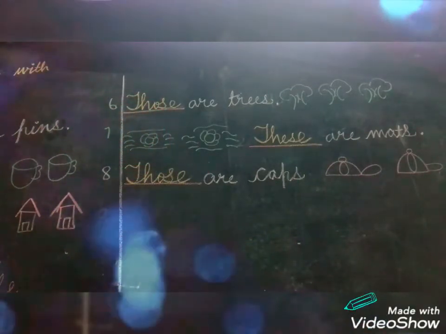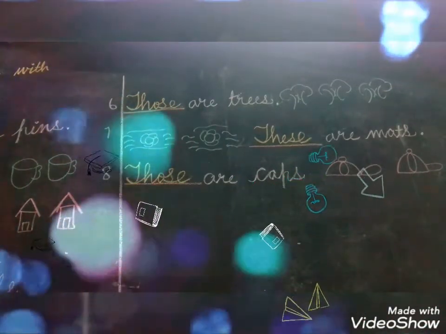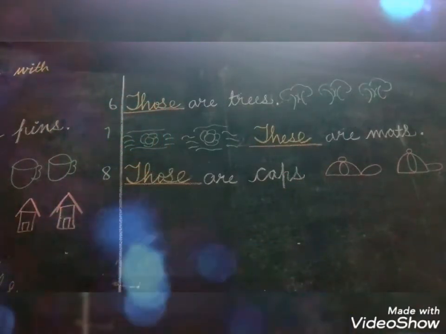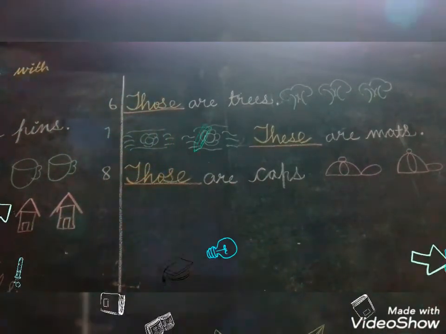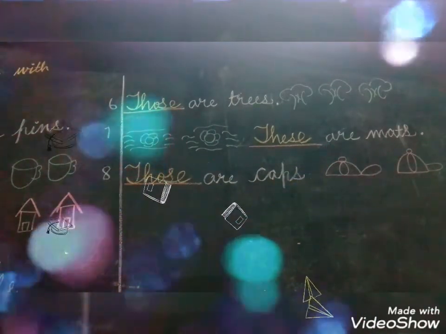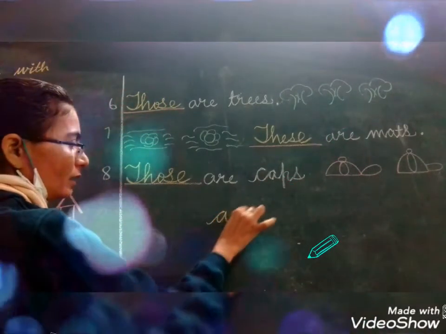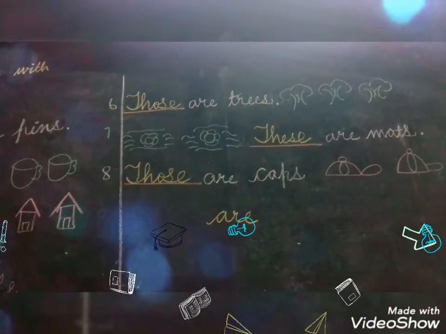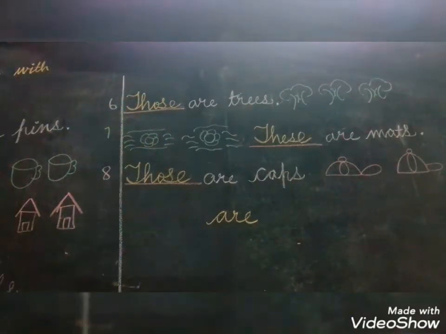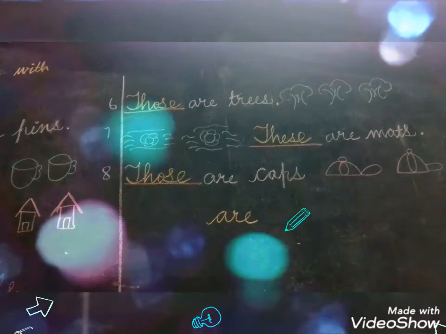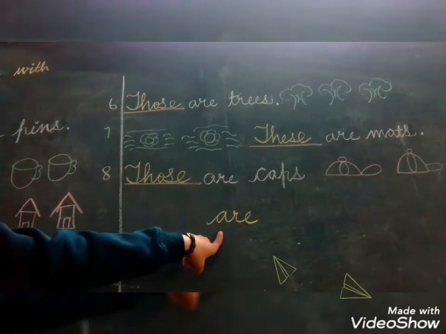Very good. So dear students, these and those, you have to learn the spelling. When you write, you should not make a mistake. And you see here: A-R-E. Here comes those are cups. Why does A-R-E come here? Because one object is singular and these are more objects. That is why we use the helping verb A-R-E.